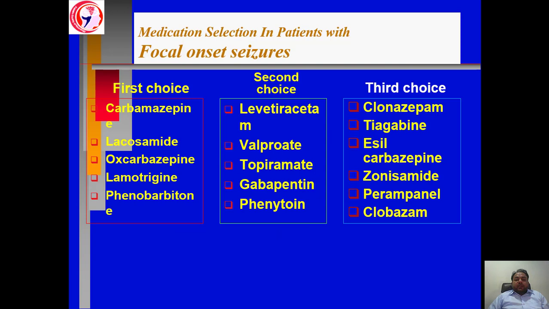This is the medication selection in patients with focal onset seizures. The first choice is carbamazepine, lacosamide, oxcarbazepine, lamotrigine or phenobarbital. Second choice in focal onset seizures is levetiracetam or valproate or topiramate. These are the third choices for focal onset seizures.